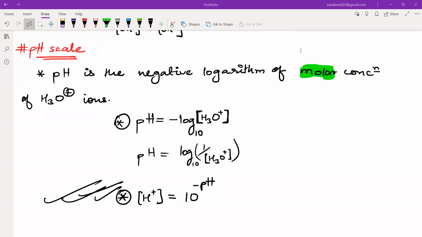So what is log of 100 to the base 10? Can you evaluate that? Hamza? Yes, sir. Log of 100 to the base 10.